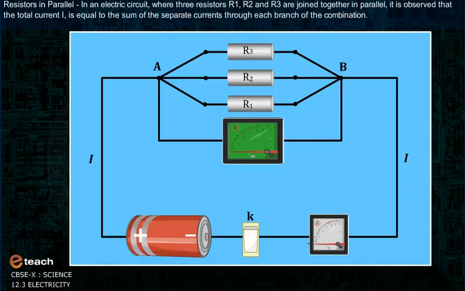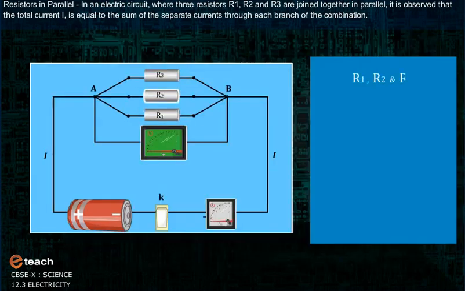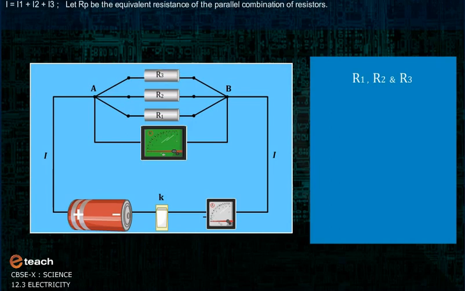Resistors in parallel. In an electric circuit where three resistors R1, R2 and R3 are joined together in parallel, it is observed that the total current I is equal to the sum of separate currents through each branch of the combination. I is equal to I1 plus I2 plus I3.